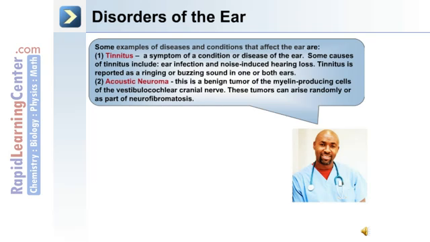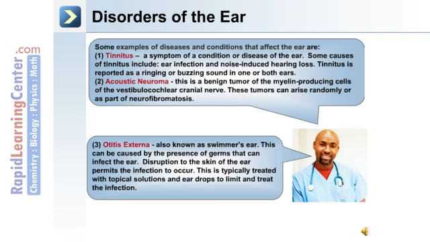The following are some examples of diseases and conditions that affect the ear. Number 1, tinnitus. This is a symptom of a condition or disease of the ear. Some causes of tinnitus include ear infection and noise-induced hearing loss. Tinnitus itself is reported as either being a ringing or buzzing sound in one or both ears. Number 2, acoustic neuroma. This is a benign tumor of the myelin-producing cells of the vestibulocochlear cranial nerve. These tumors can arise randomly or as part of neurofibromatosis.